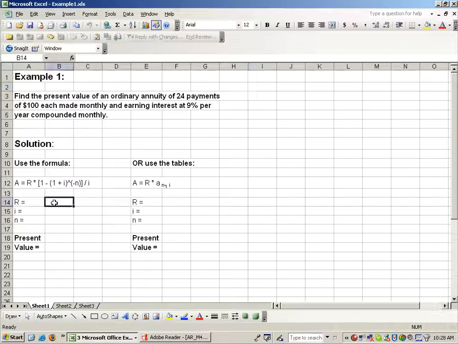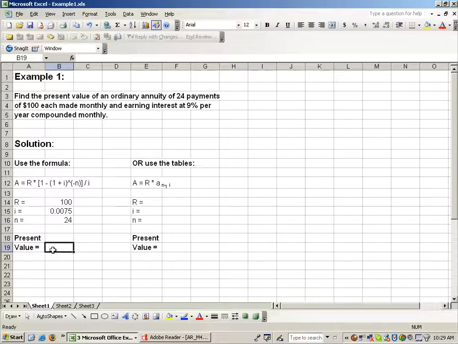Okay. Alright, so R represents the amount of each regular payment, which in this case is $100. I represents the interest rate per conversion period, so that's equal to 9% divided by 12, because interest is compounded monthly. And then n represents the number of payments. Okay, and it says right here it's 24. So n equals 24.